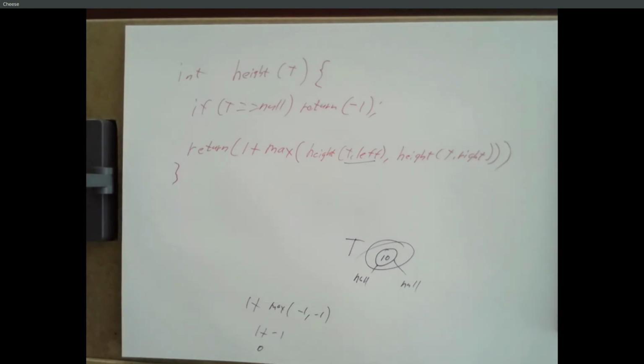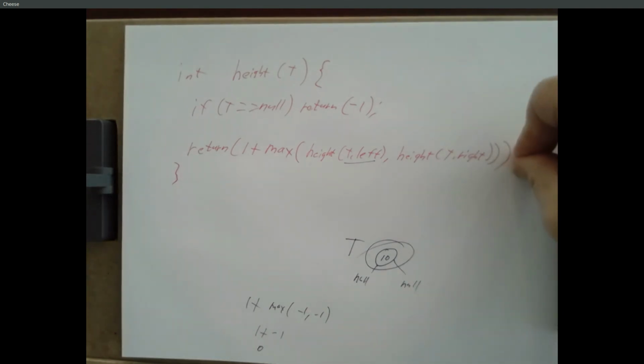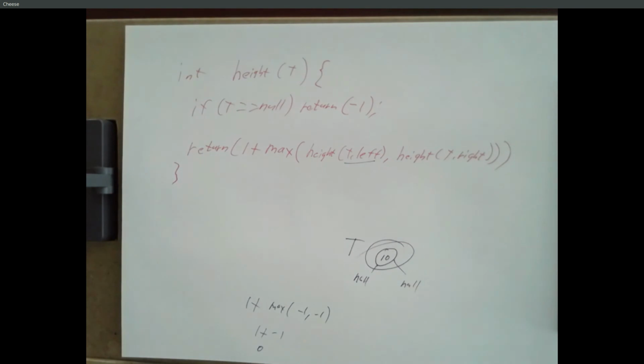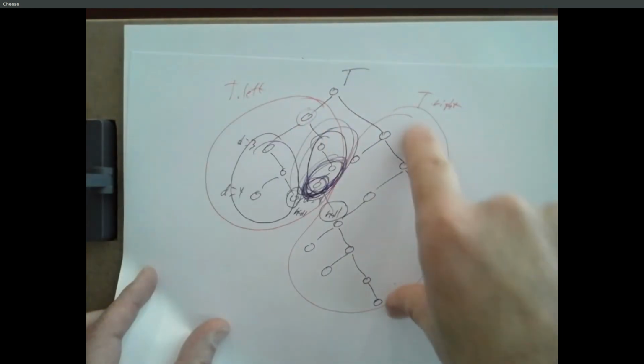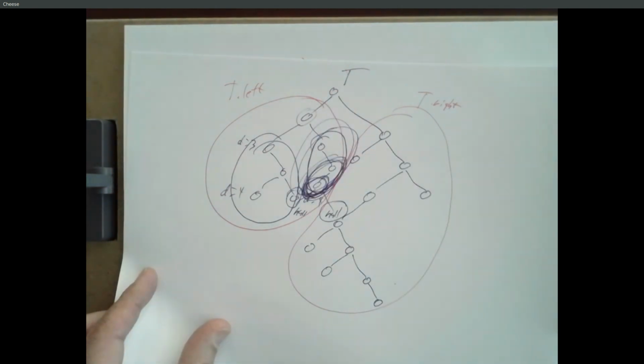And you can work your way up and see examples where this will work. But if we think of conceptually what this is saying, right, it's find the largest subtree, take its height, add 1 more for the root, that's the height of the tree.